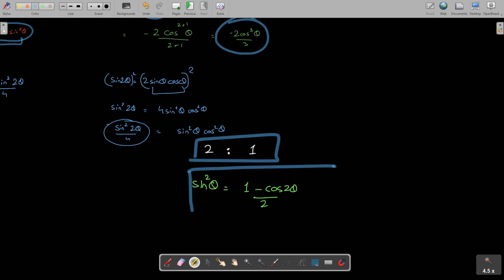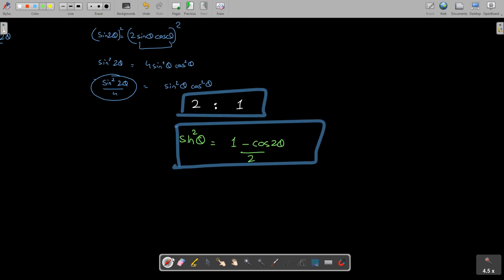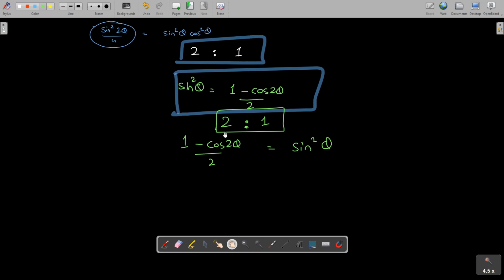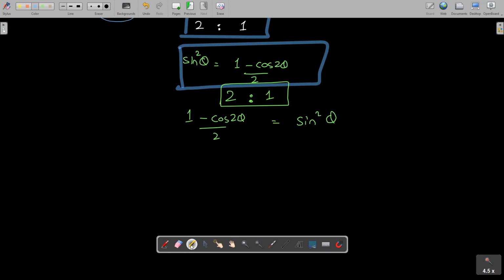And we will be using this over here. Now, how will we be using this? Let me just rewrite this. 1 minus cos 2 theta divided by 2 is equal to sine squared theta, right? Now, double to half ratio will be applied here too, because this is a trigonometric expression. It's actually more of a formula. So if I substitute, let's say 2 over here, I would have to substitute 4 over here. And that's exactly what we're going to do.